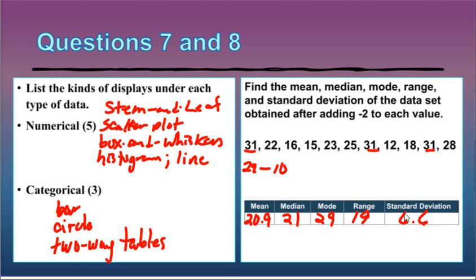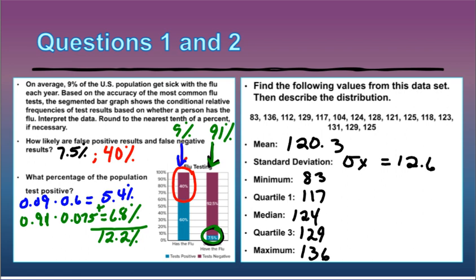Now going back to a previous problem, question 2, I forgot to describe the distribution here. So when I'm describing the distribution, I want to determine if it's symmetric, is it negatively skewed or positively skewed. One way to check is if you look at your mean and median. The mean is 120, the median is 124. If the median and the mean are roughly the same, then it would be symmetric. But here they're not the same, so it's not going to be that.